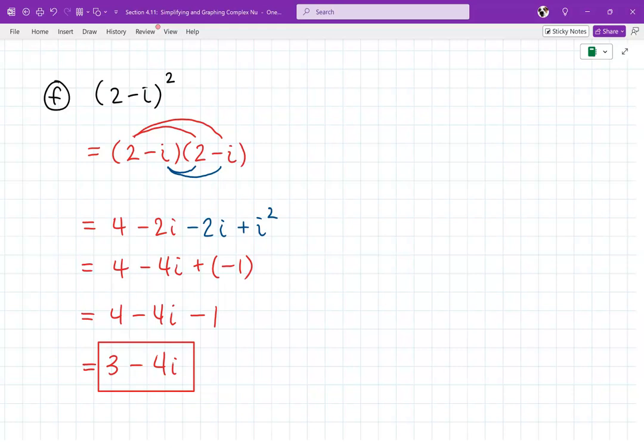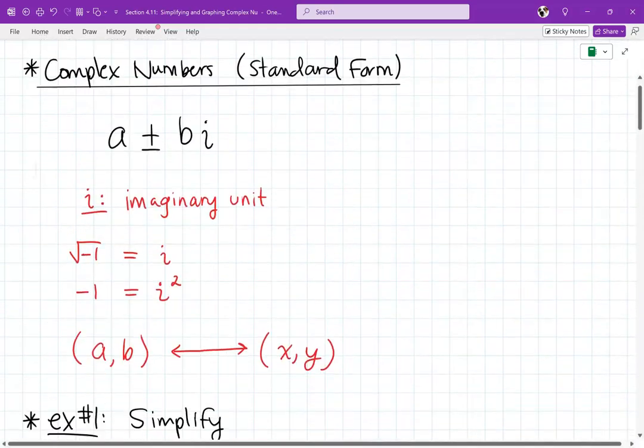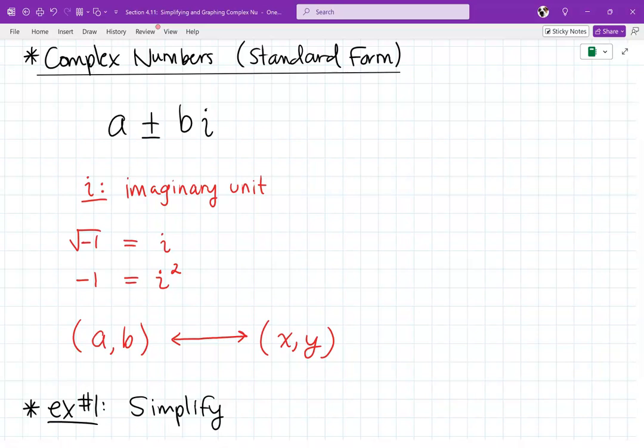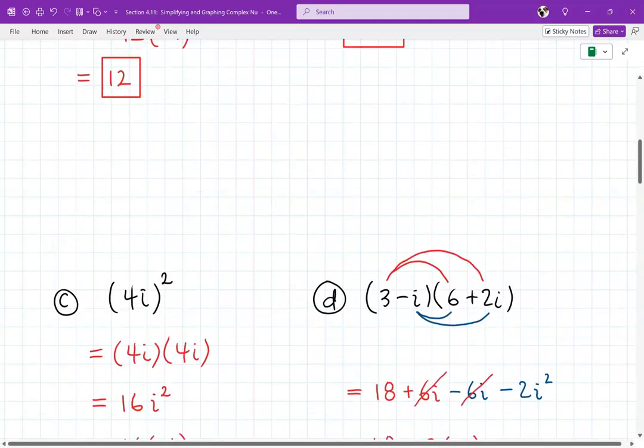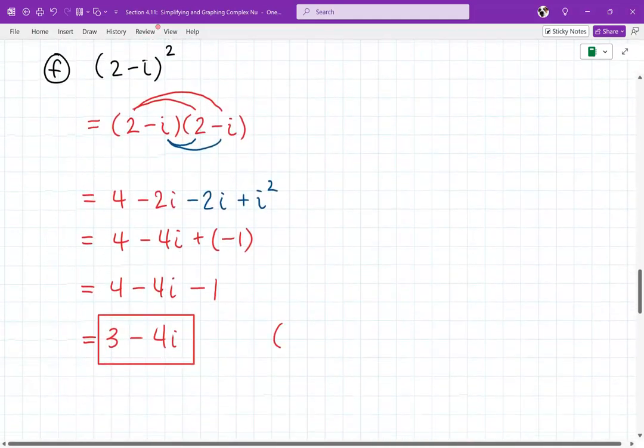Now just jumping ahead really quick. If I ask you to write this as a point, remember I showed you, let me go all the way up really quick. I showed you at the very beginning that a plus or minus bi, you can rewrite it as a comma b as a point, which basically translates to x comma y, right? So if I ask you to write this answer as a point, you should say that that's 3 comma negative 4.